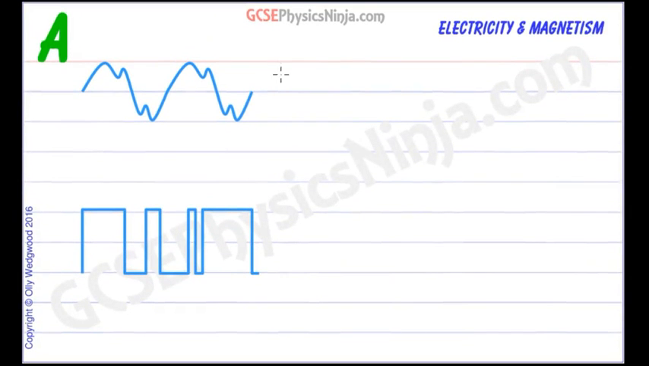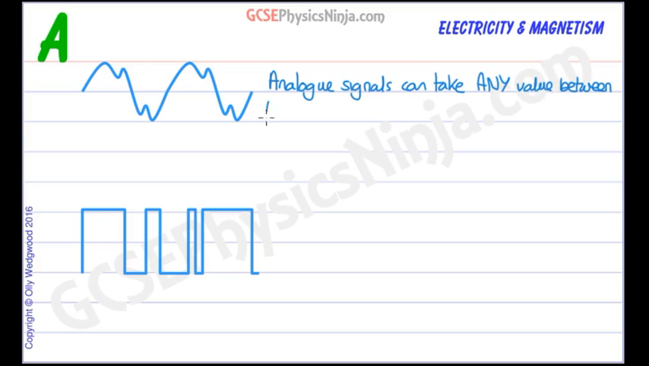So let's explain this in a few words about analog and digital. So here we can say that analog signals can take any value between the highest and lowest values. In other words, they can vary continuously.